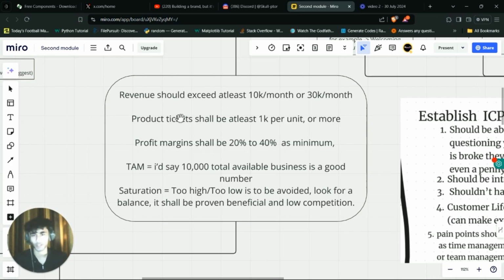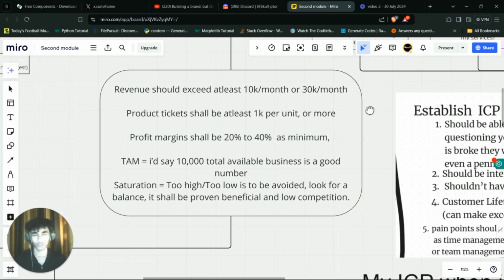Now next comes product tickets. That shall be at least $1,000 per unit or more, so that you don't have to sell a lot more of their products. You just have to make like 5 sales of them, and they'll feel like, hey, your services did something for the business, right?